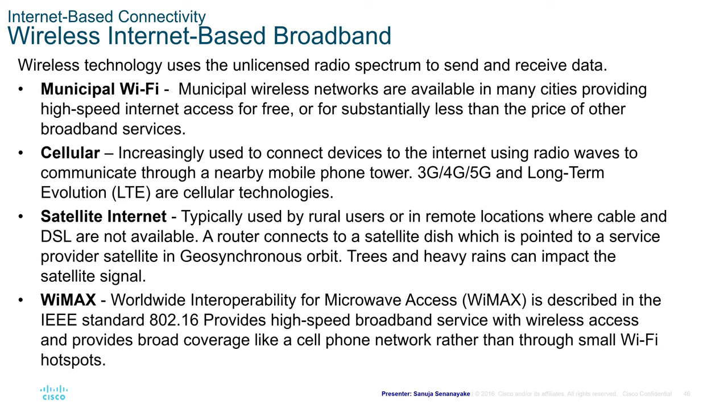They are typically used by rural users in Canada and the United States, as well as in other parts of the world, because it is much easier to get access to. A router connects to a satellite dish, which is pointed to a service provider's satellite in a geosynchronous orbit. The only downside of this is that trees and heavy rains can impact the satellite signals. Also, certain types of weather conditions in Canada, such as snow, can impact your satellite connections and speed. Another disadvantage of satellite internet is that it may be more costly. Oftentimes, it is more costly than DSL and cable.